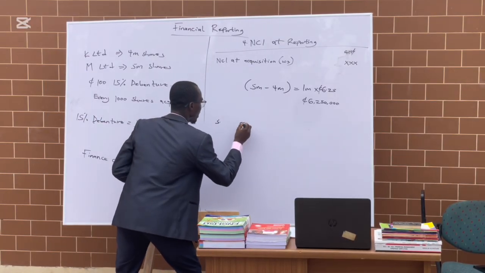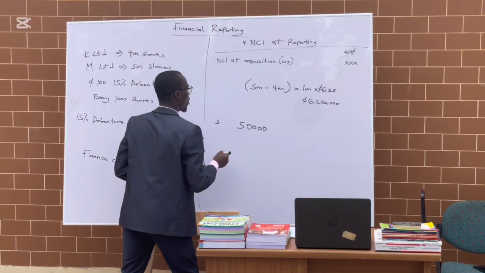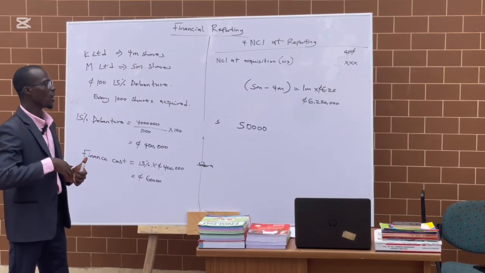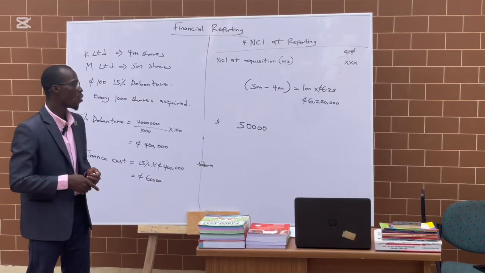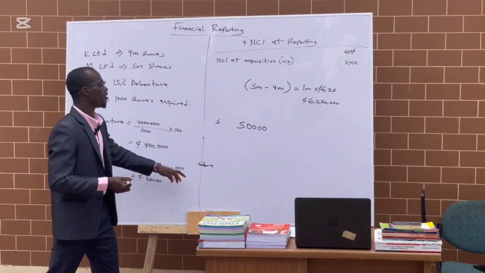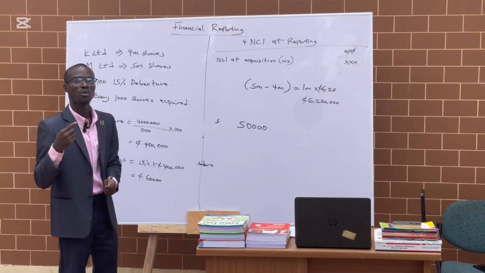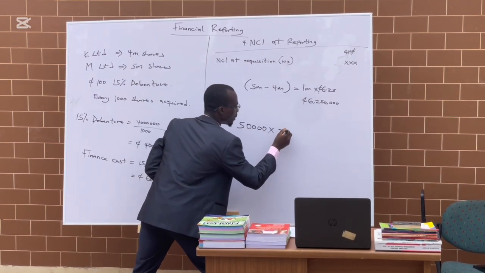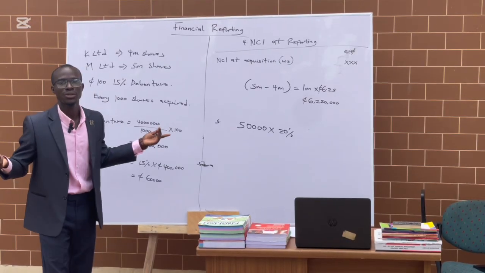If you had the net asset of the subsidiary at acquisition to be, let's say, 50,000, then since the parent is valuing the NCI proportionately, we need to multiply this 50,000 by the percentage ownership of the subsidiary. So if the subsidiary is having, let's say, 20%, you just multiply it by 20%. That will give you the figure. That's all for it.